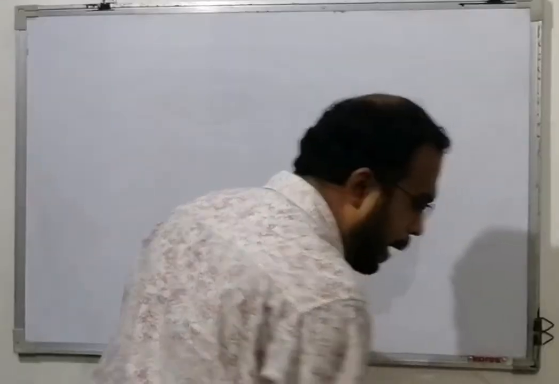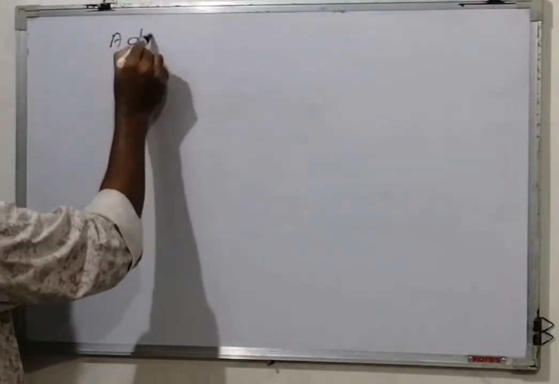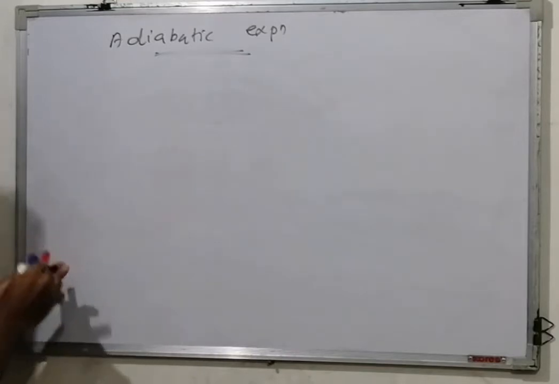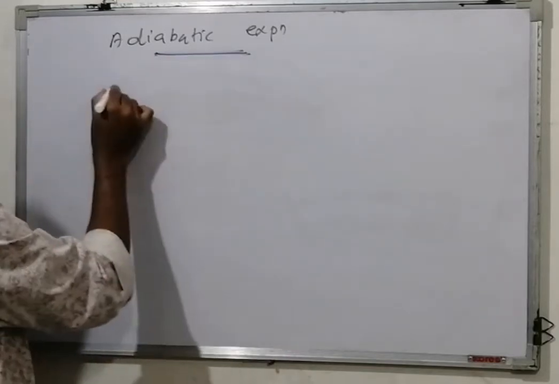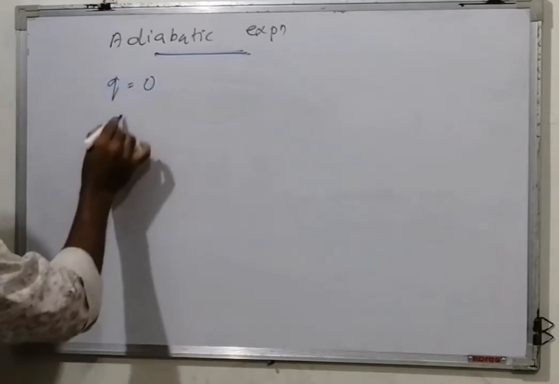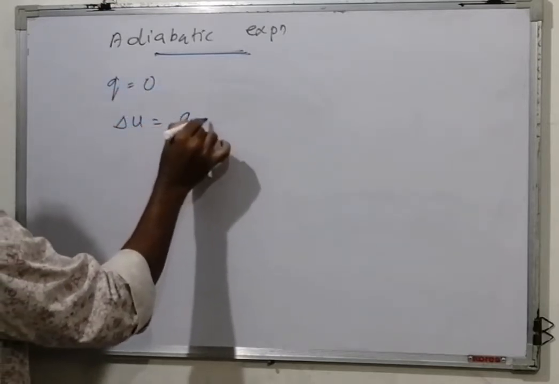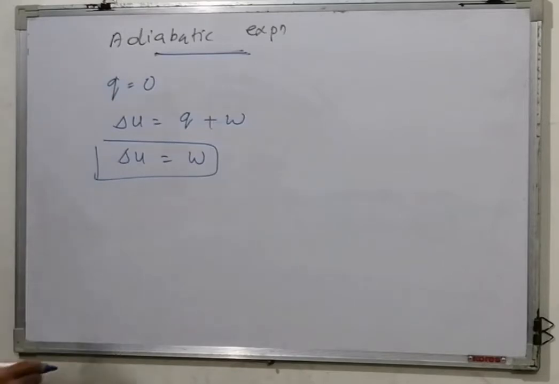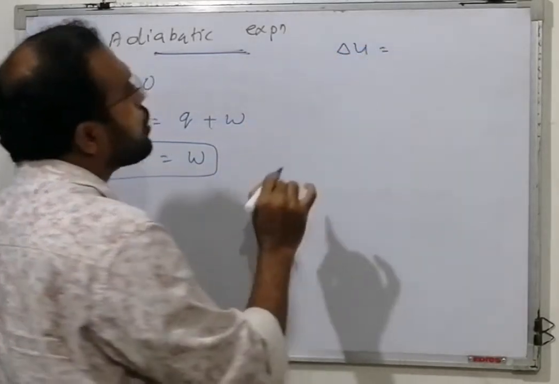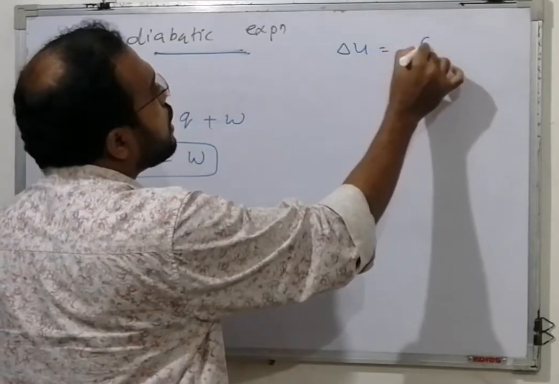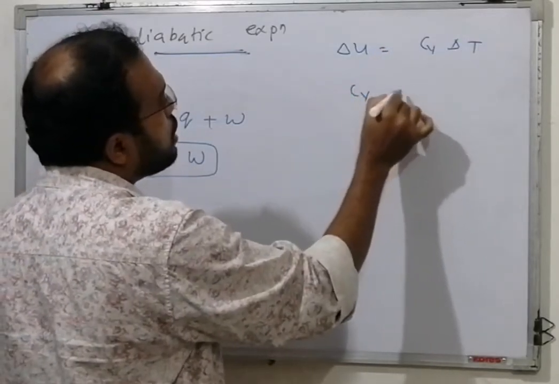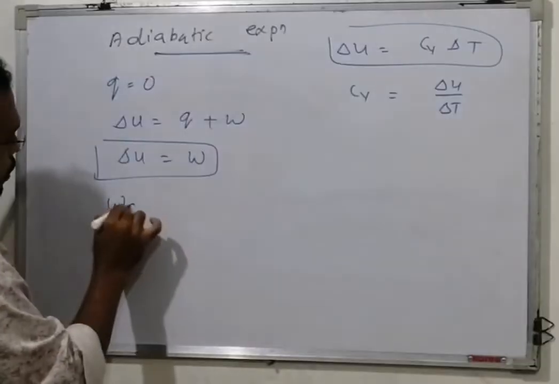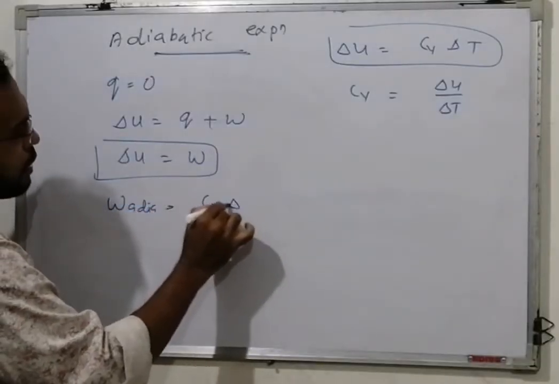Now, next is adiabatic work. Adiabatic expansion. In the case of adiabatic process, Q is equal to zero. Therefore, delta U is equal to Q plus W, or delta U is equal to W. This is our work, adiabatic. What is delta U? Delta U is nothing but Cv delta T. We know that heat capacity at constant volume is delta U by delta T. Therefore, W adiabatic is equal to Cv delta T.